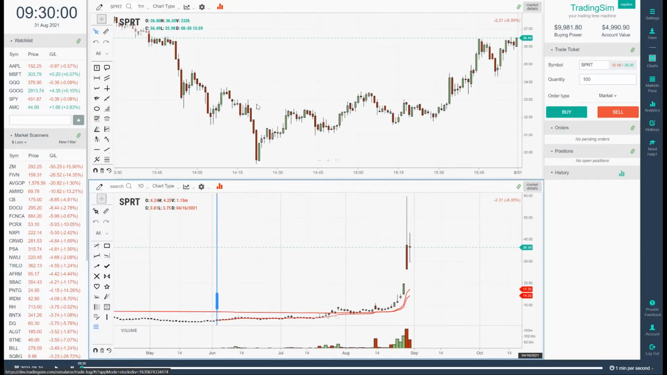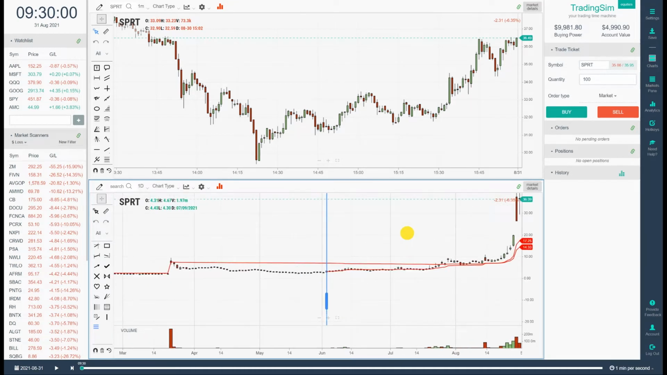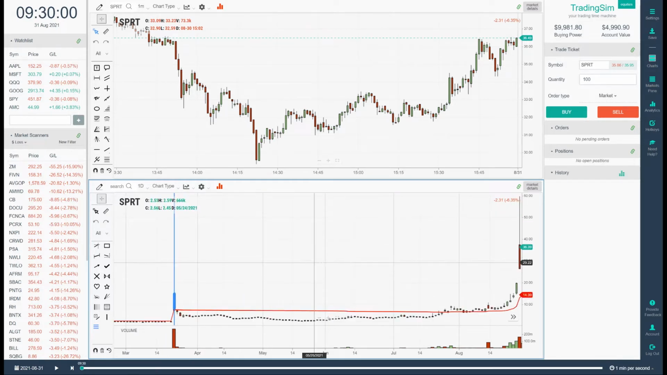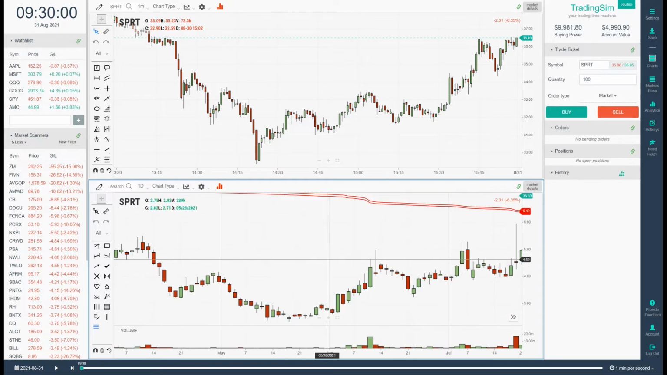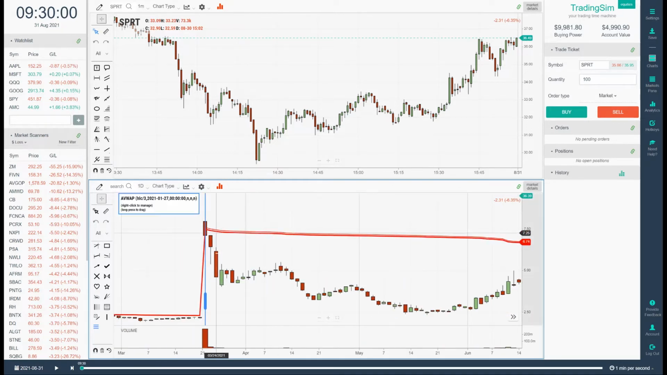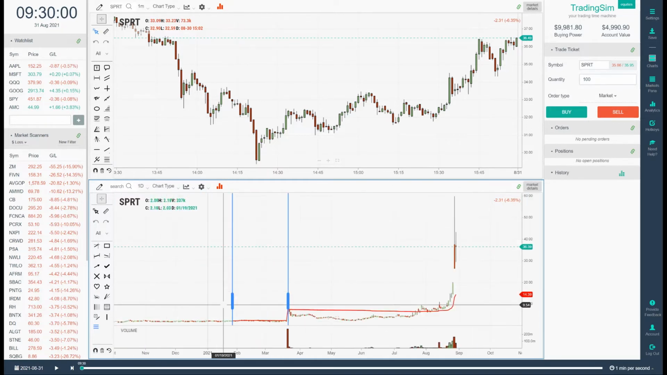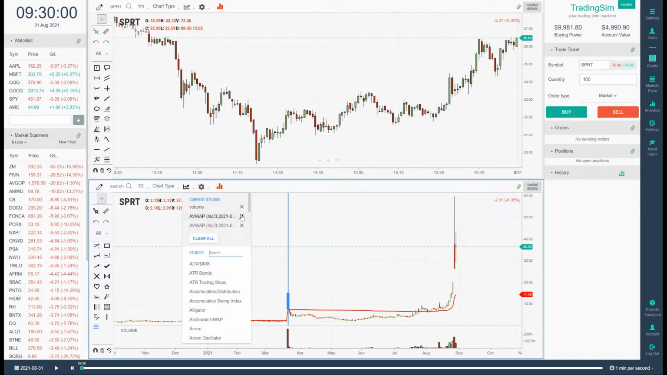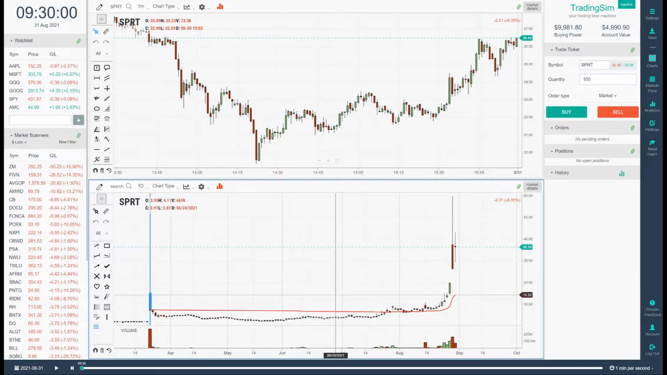Here we go. So here's an example, and it keeps the anchored VWAPs from before. So let's move the anchored VWAP over to the highest volume, just like we did before, and we can delete this one if we want to. There we go. So now we just have one anchored VWAP.